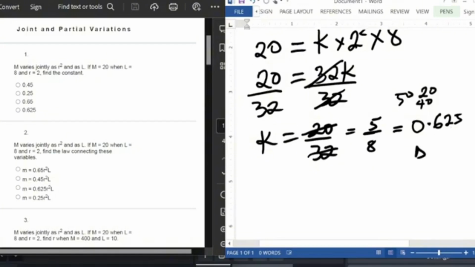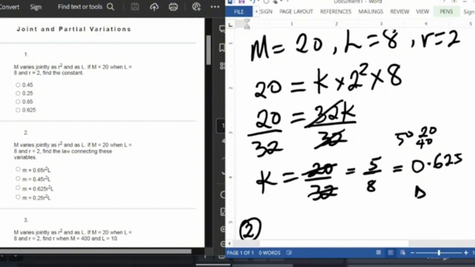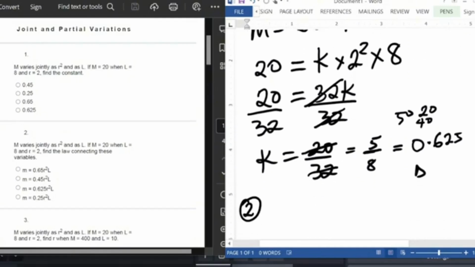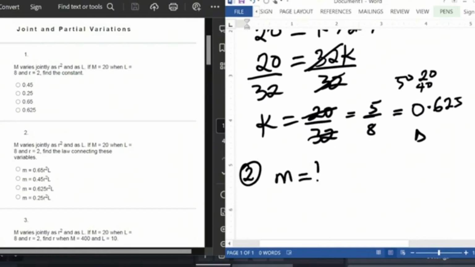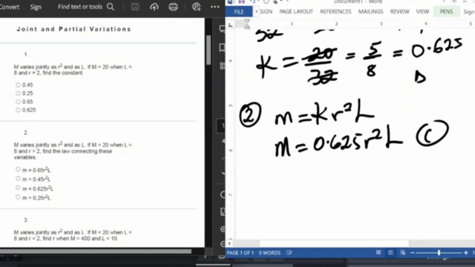Then we go to the next question, number 2. Question number 2 is the same question. Find the law connecting these variables. Since we have known the value of the constant, we just put the value of the constant into the equation. What is the equation? The equation is m equals k r squared l. So put the value of the constant there. That will be m equals 0.625 r squared l. That's option C, as we have it there. I hope I'm making some sense.